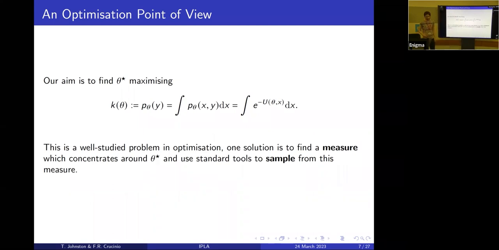And as Francesca said, the idea here is to find a measure which concentrates around this maximizer, and then you force that towards it. So it's following from this simulated annealing framework, but in our case we use unadjusted methods. So it's more related to unadjusted Langevin algorithms and things of that type. So there's no accept or reject step.